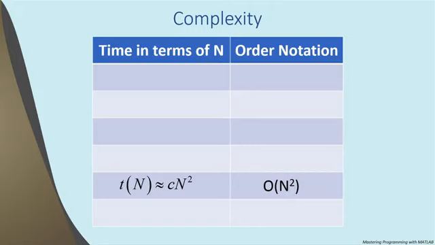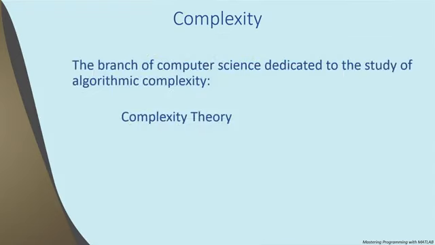Our improved vector reversal algorithm, which we implemented in fastFlip, had order n time complexity, which is also called linear time complexity, and you can say it's an order n algorithm, or a linear algorithm. The branch of computer science dedicated to the study of algorithmic complexity is called complexity theory, or analysis of algorithms, or just algorithms.